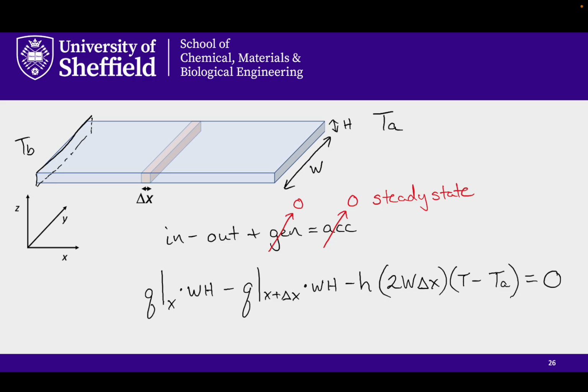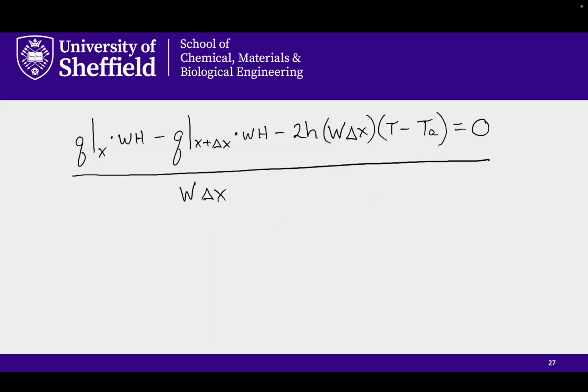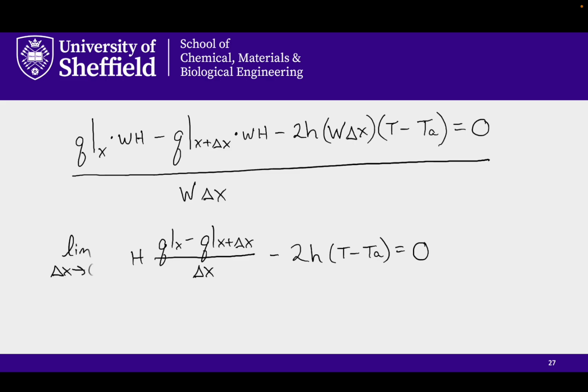So that's our energy balance, and we're going to just divide both sides of the energy balance by W delta x to simplify it a little bit. When we do that, we've got something that starts to look like a derivative as the first term, and something that doesn't look like a derivative as the second term. We take the limit as delta x goes to 0. H is just a constant. The derivative is negative because we're looking at an x minus an x plus delta x, so that's the definition of a negative derivative. And our convective term remains unchanged.